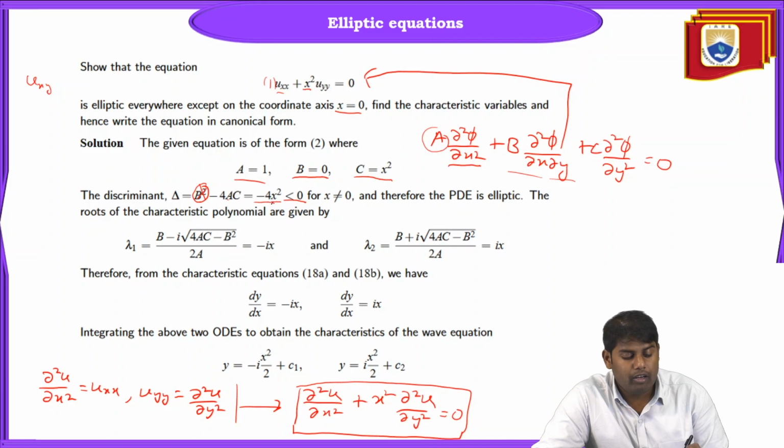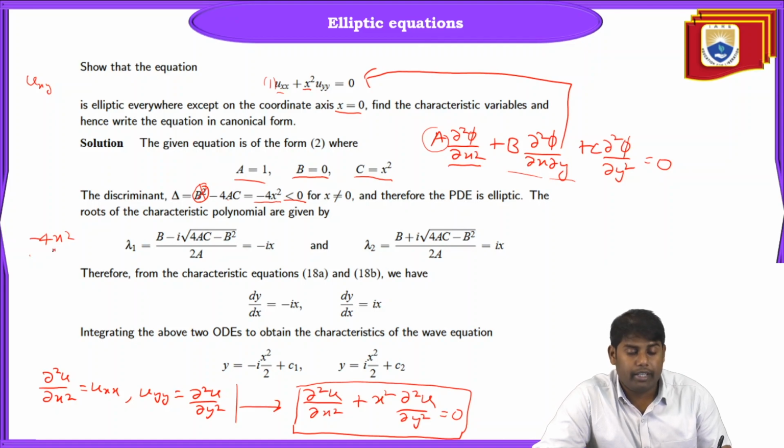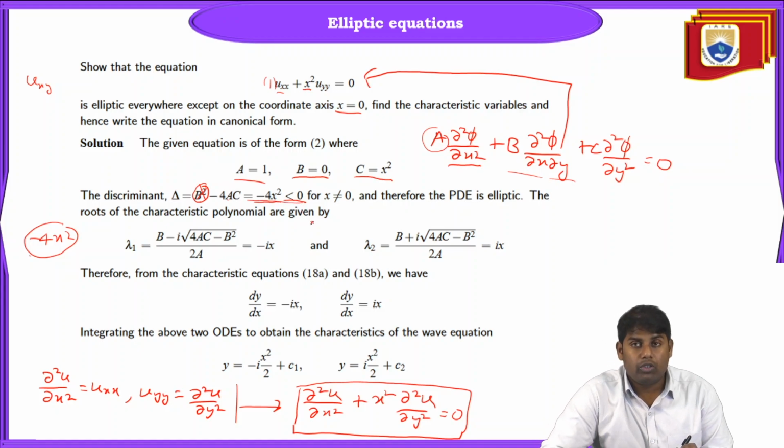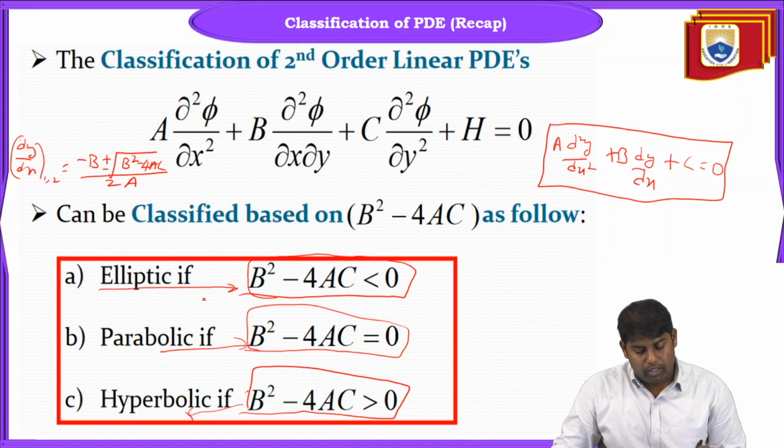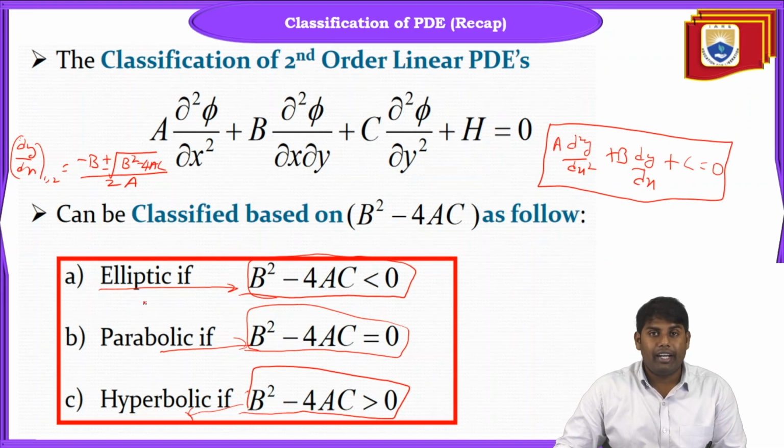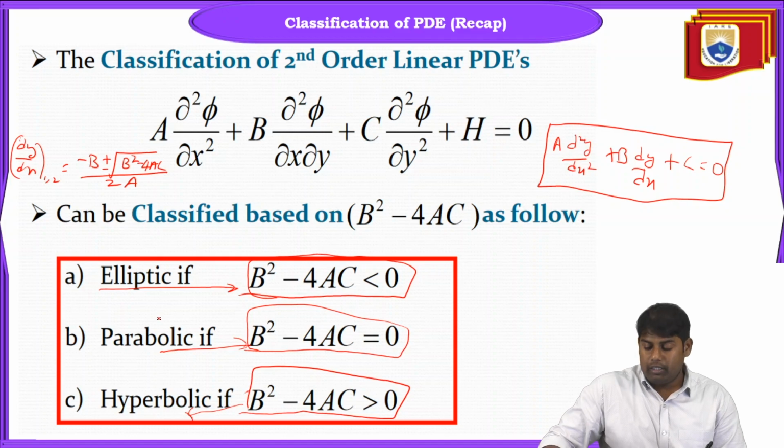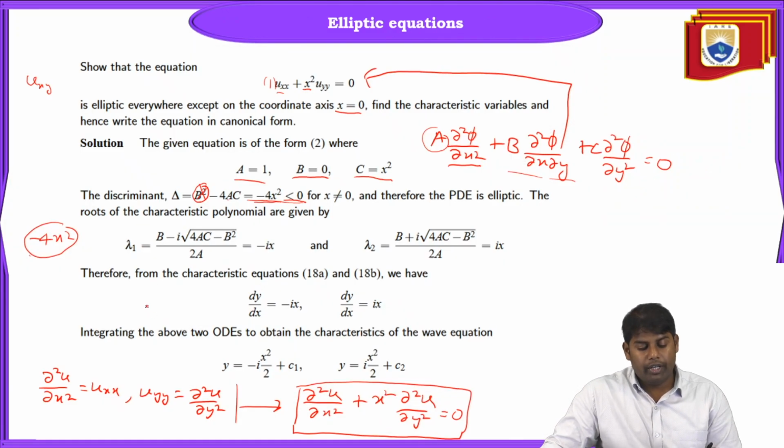Whatever the value of x you take, either you take minus 1, when you have the value of minus 4x square, you take x is equal to minus 1, it will be minus 4. You take x is equal to plus 1, it will again be minus 4 only. So you take negative values of x or positive values of x, this value is unaffected. Therefore the discriminant value is less than 0. Here we have concluded that if the discriminant value is less than 0, it is elliptic. So it has become elliptic.